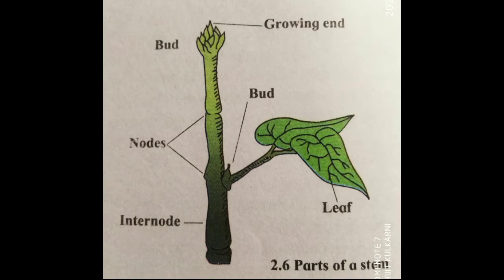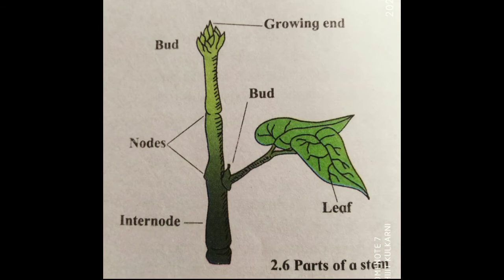The next topic is stem. See this picture. You will find the different parts of a stem. The stem grows above the soil from the plumule of the sprouting seed. As the sprout grows, the length of the stem gradually increases too. You can find different parts of a stem: internode, leaf, nodes, bud, and growing end of stem.